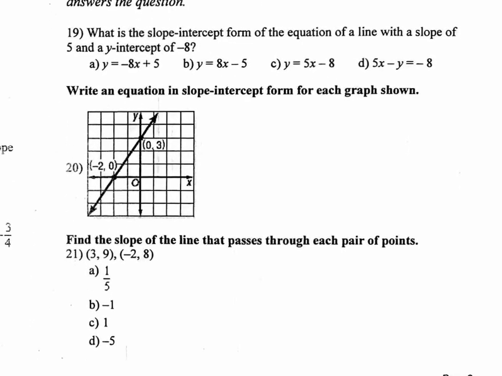Number 19. What is the slope-intercept form of the equation of a line with the slope of 5 and the y-intercept of negative 8? C. Muy bien. C.